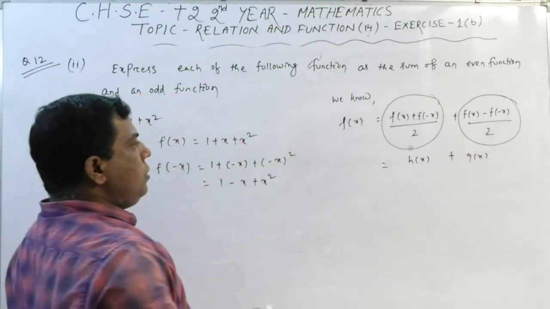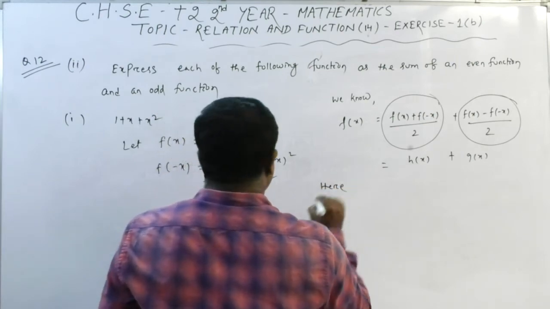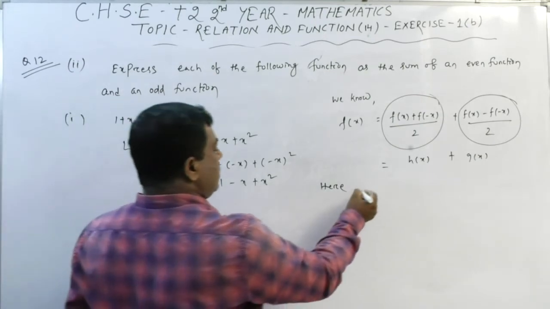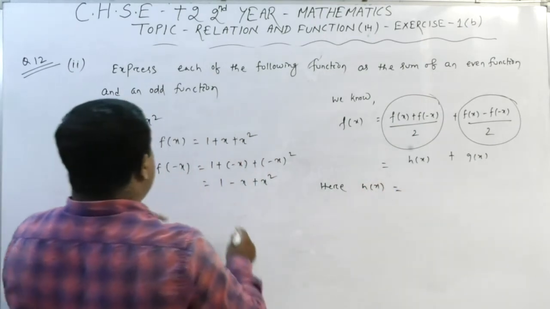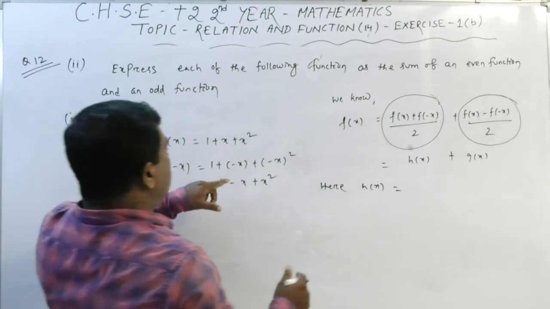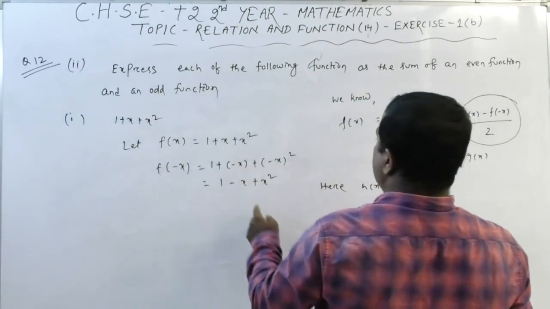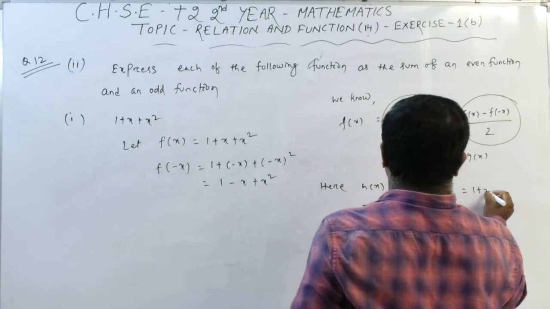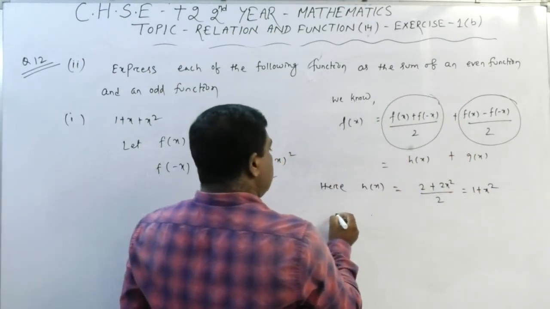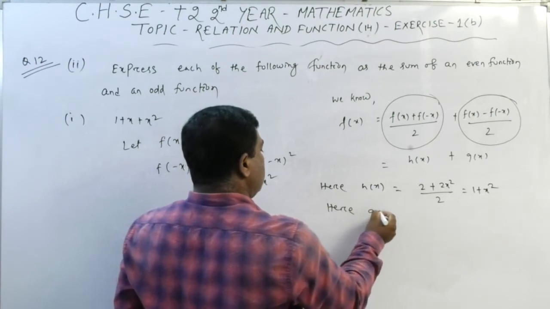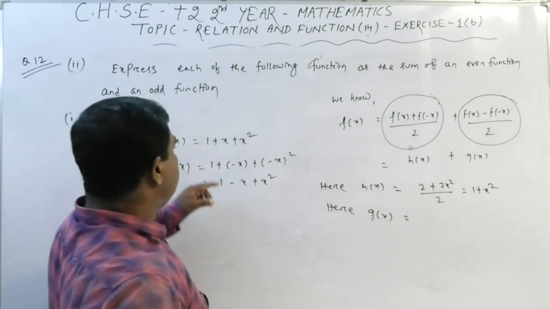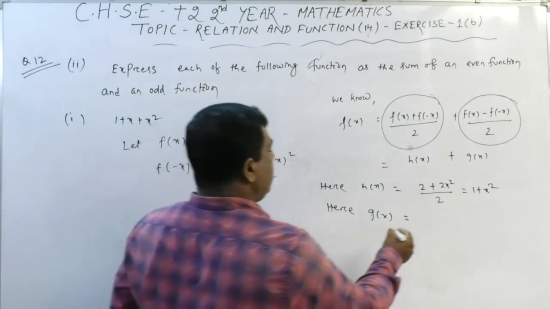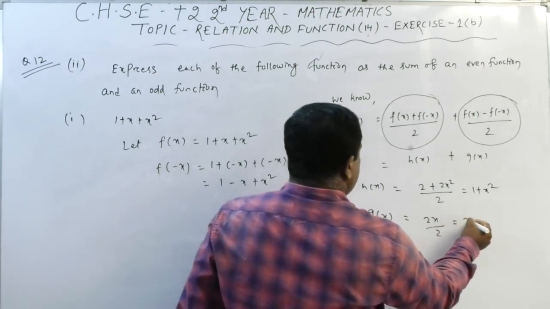Okay. So here, h of x is what? We have to sum up these two. If you go for summation, you see plus x and minus x are going to be cancelled. It is 2 plus 2x square divided by 2, which is 1 plus x square. And g of x, what is g of x? If you go for subtraction, you see 1 and 1 are going to be subtracted, x square is going to be subtracted. We are getting 2x on 2, which is equal to x.